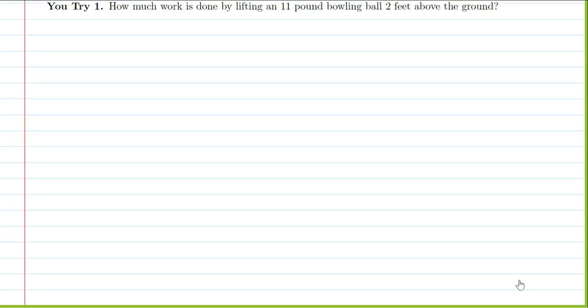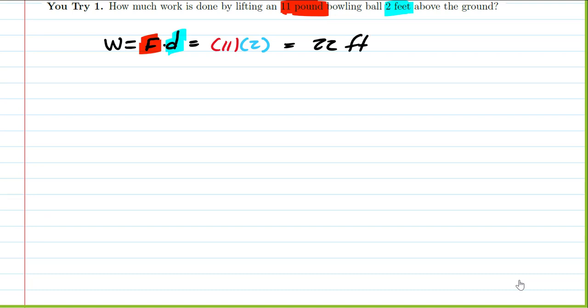All right, so we want to calculate work, and we know work is equal to force times distance. Well, we were given 11 pounds, and 11 pounds is a force. So our force is going to be 11 pounds, and then our distance is 2 feet. So we're really going to get 11 times 2, which is going to give us 22, and then our units are going to be foot-pounds, which is the unit of work in the imperial or English system.